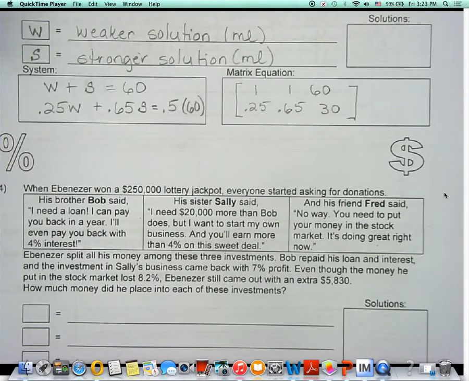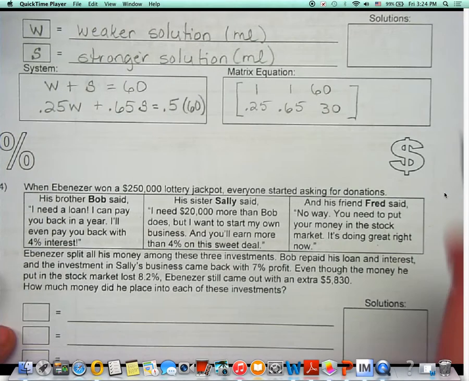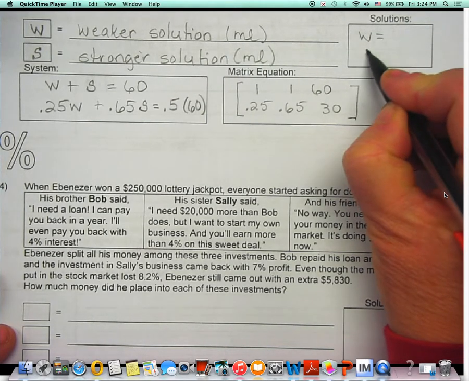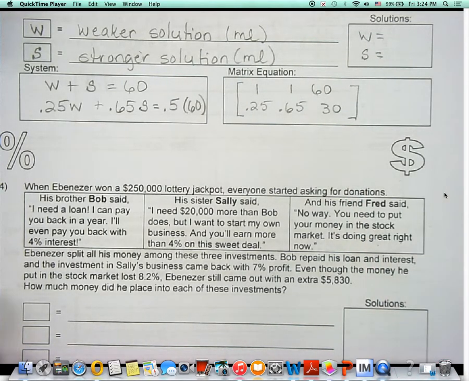We're going to get decimals on this too. Did I get something reasonable? What'd you get? 22.5 and 37.5. Good.